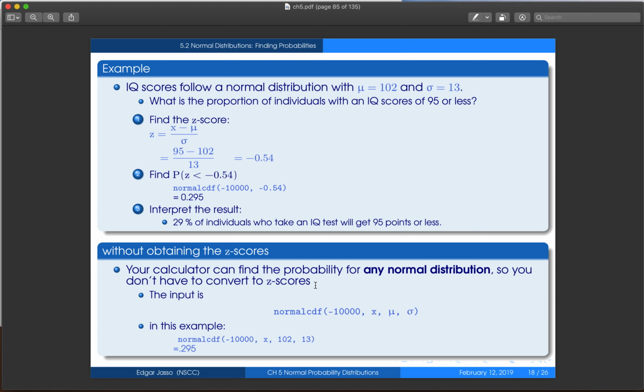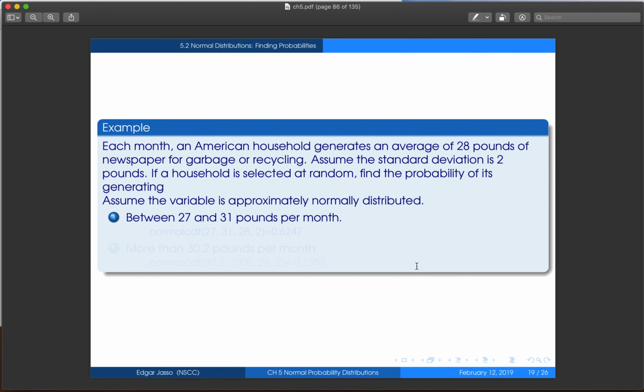Or people get confused by doing one way then the other. So you need to know how to do both, but please, in an exam or a quiz, just do one. Be sure you know how to do it and do it fast. You're not going to spend too much time doing this.